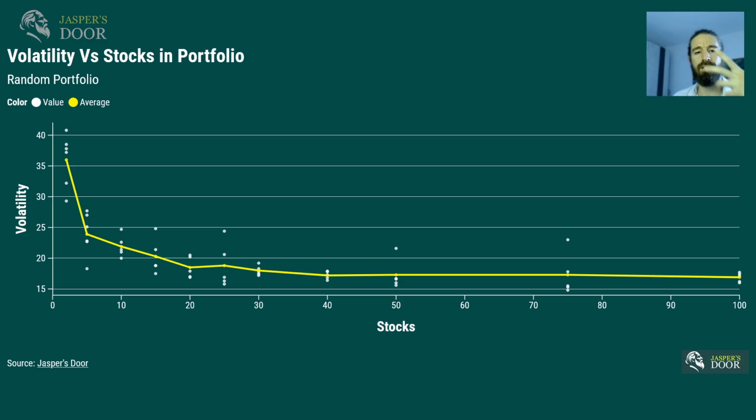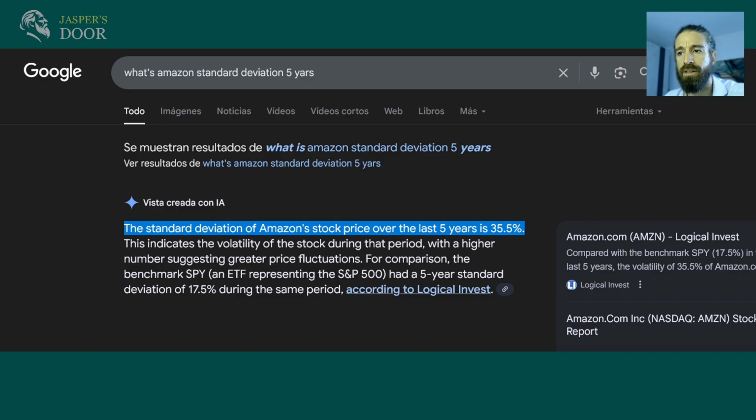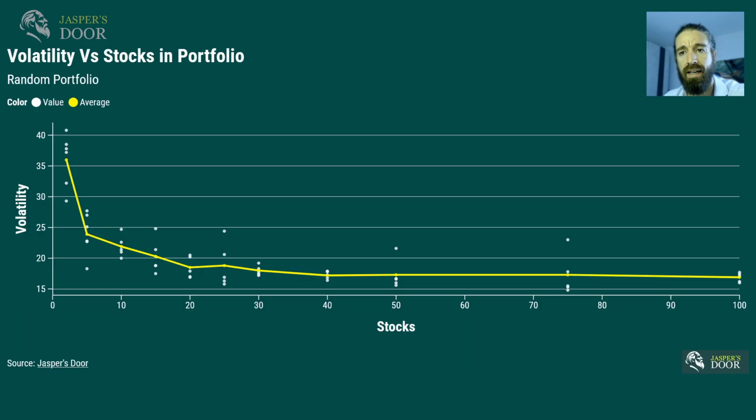You cannot buy one single stock or 2 stocks and believe, oh, this is going to be fine. There's not going to be volatility in that. Of course there will be volatility. In fact, if you check out what Amazon did extremely well in the last few years, its volatility was 35%, which in fact is matching more or less what we're seeing. We had something around 36%.